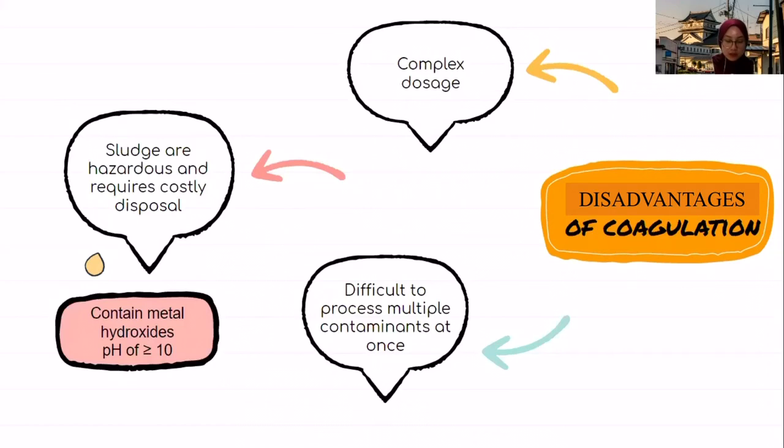And the final disadvantage of coagulation is that it is difficult to process multiple contaminants at once. Wastewater effluent often has many contaminants in it, ranging from organic compounds to heavy metals to oils, fats, and hardness. There would be several chemical additives needed to treat different constituents. In some cases, another removal method would need to be used altogether. I'll pass to the next presenter.